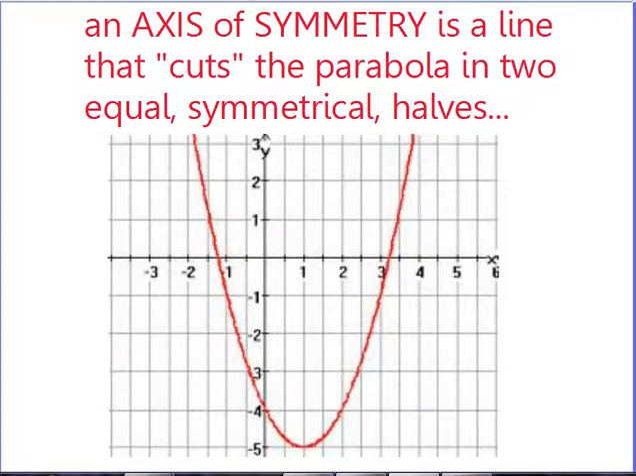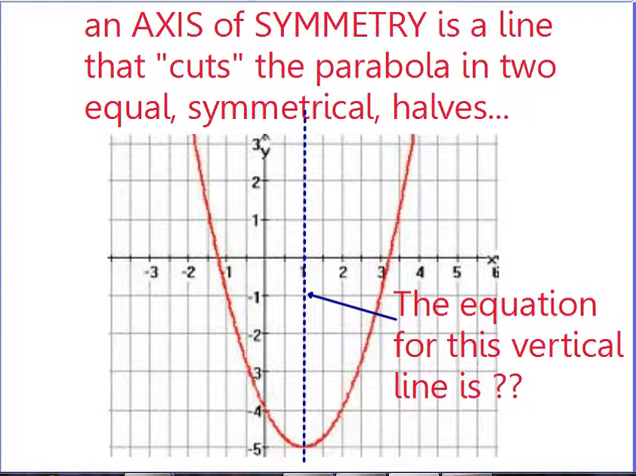Next, we have something called an axis of symmetry. When you had a shape, long time ago, you drew a line of symmetry if the two sides were mirror images of one another. Well, an axis of symmetry is what it's called when we have a graph. It's simply a line that divides our parabola into two equal symmetrical halves. Here's our axis of symmetry for this parabola.